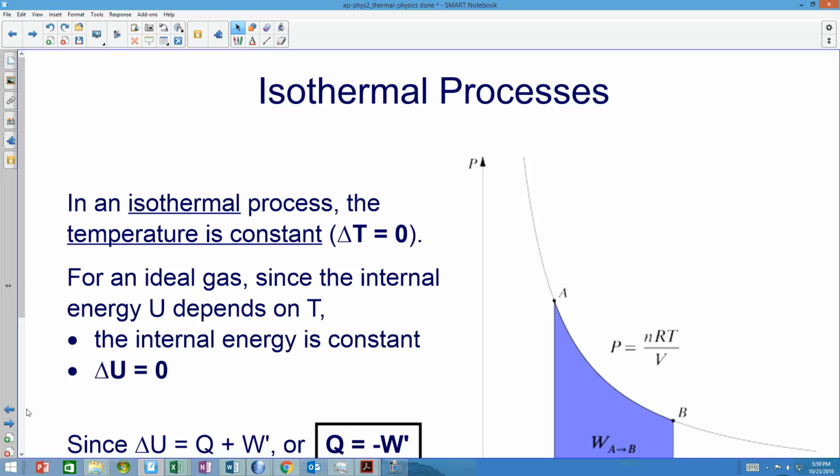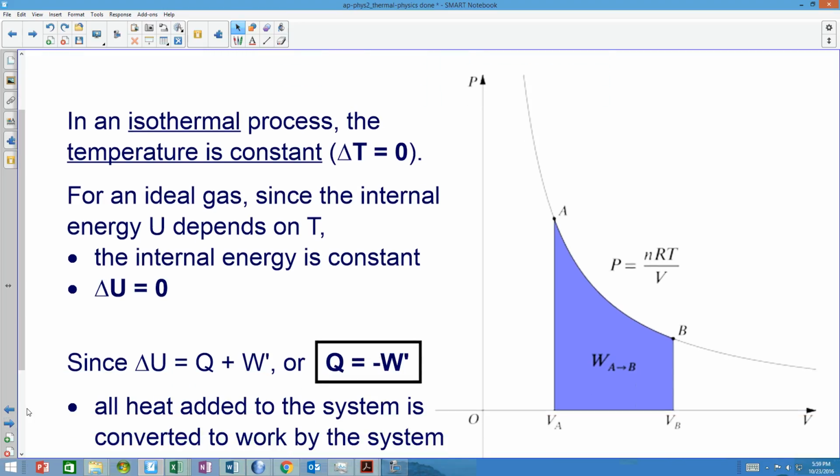In an isothermal process, the temperature remains constant. In other words, delta T equals 0. For an ideal gas, since the internal energy U depends on the temperature T, the internal energy remains constant. In other words, delta U equals 0.